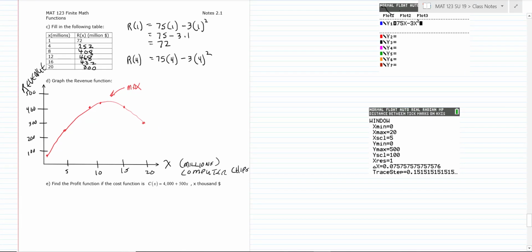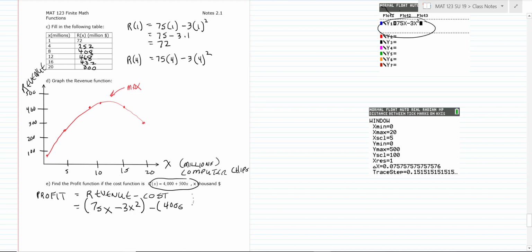Okay, now the next thing we're going to do is the profit. So the profit is always equal to the revenue, which we have already figured out, minus the cost. Okay, well, the revenue was 75x minus 3x squared. That's what we just graphed. See, that's right here. That's your revenue. And then the cost is given as 4,000. The 4,000 would be a fixed cost. The 500 would be a variable cost.